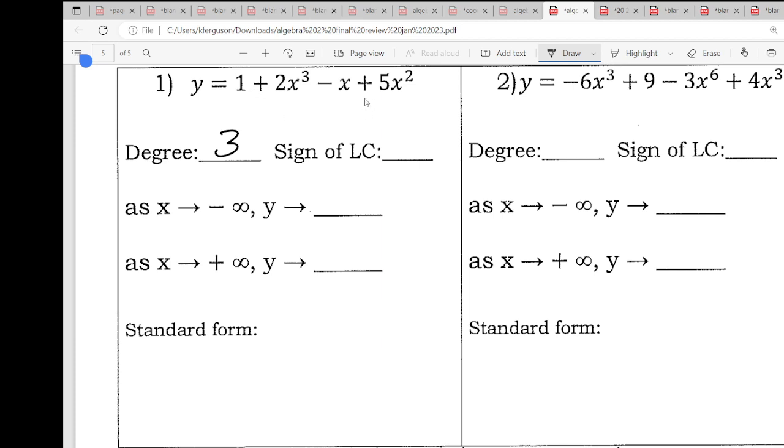Now, the leading coefficient, or excuse me, the sign of the leading coefficient, you could kind of figure it out, but I would almost say that it'd be easier to find the degree either before or after you rewrite it in standard form. Then you're looking at the leading coefficient because that's what standard form means. Standard form, the highest exponent is going first, and you go down to where you have no exponent. So if I rewrite this in standard form, it is 2x cubed plus 5x squared minus x plus 1.